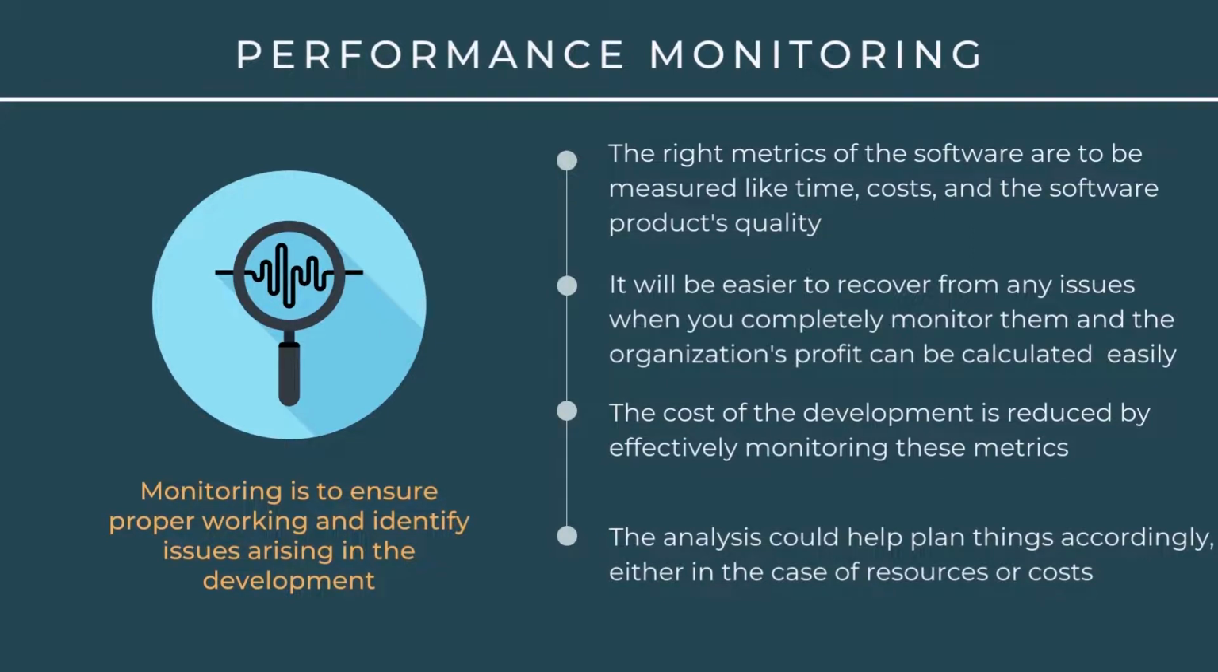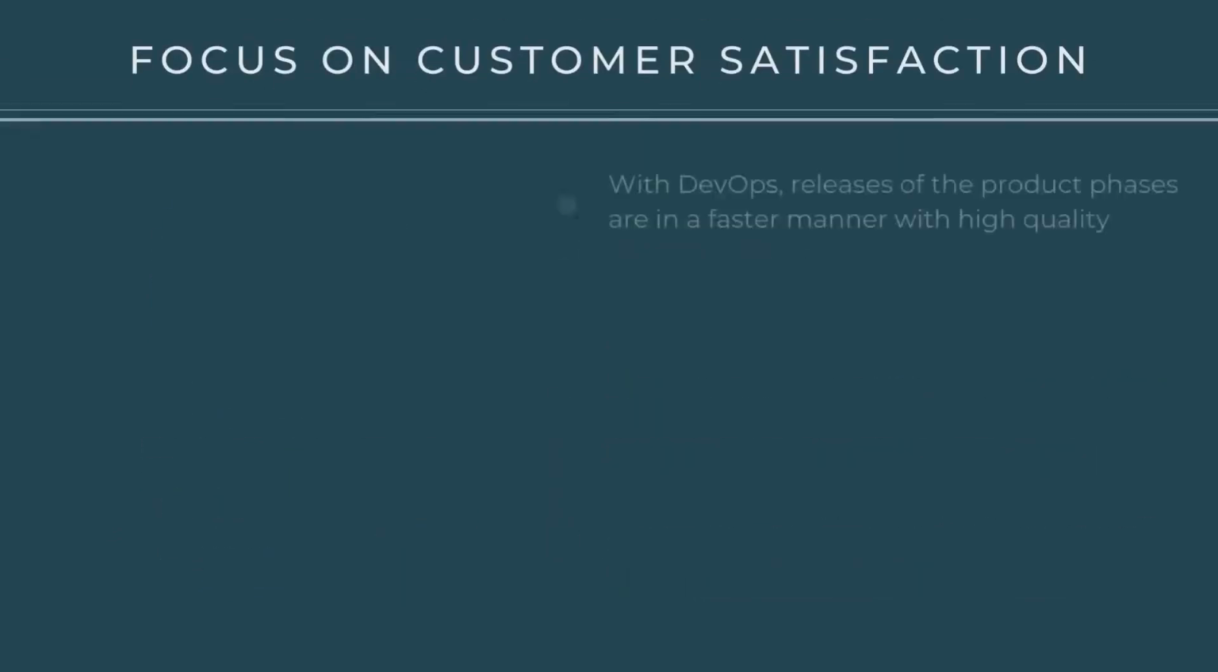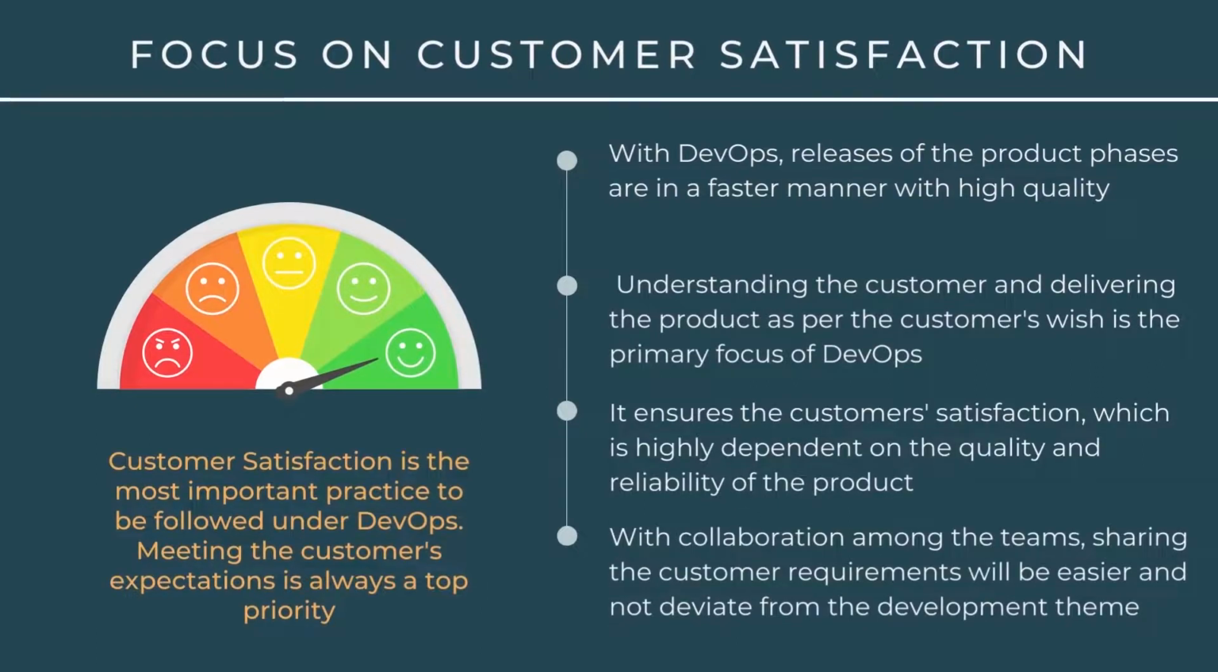The organization's profit is calculated by analyzing the performance metrics. The cost of the development is reduced by effectively monitoring these metrics. The analysis could help plan things accordingly, either in the case of resources or costs. The trade-off for increasing the performance is made with the help of proper monitoring of the development and operations in every stage.